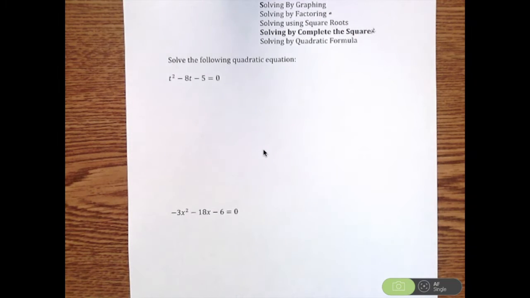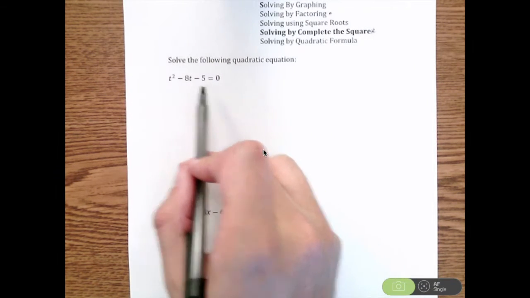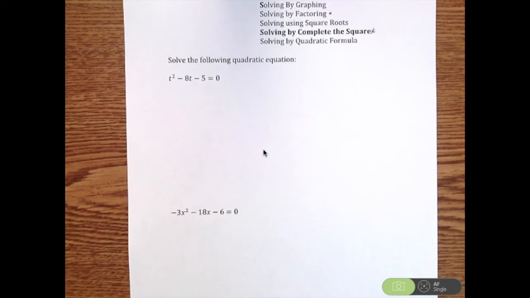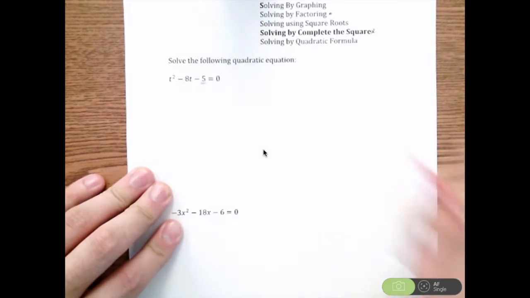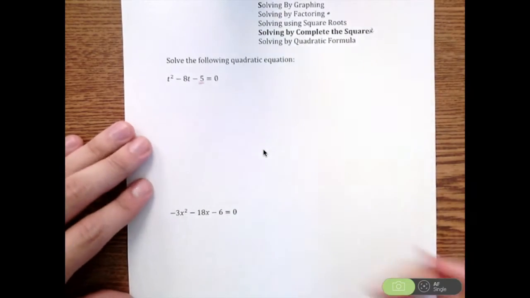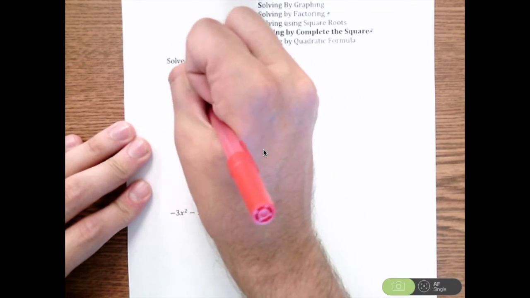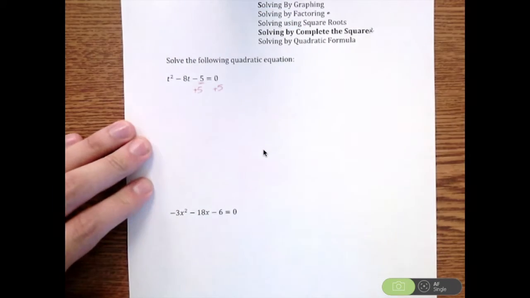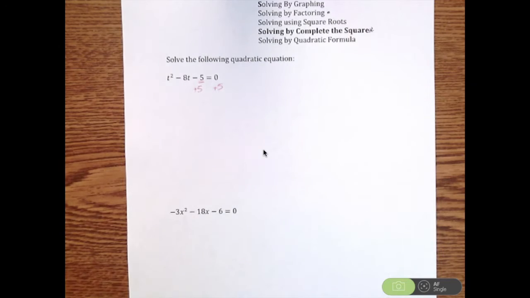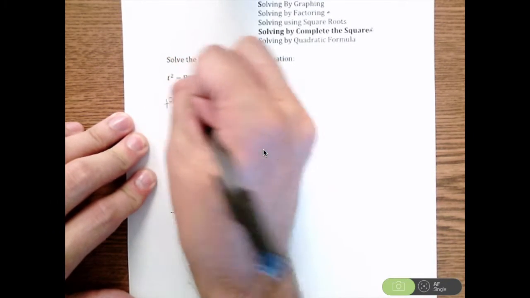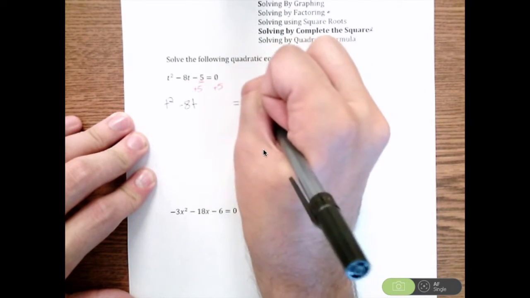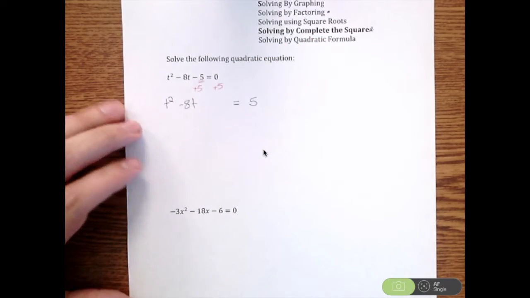left side. So the first thing we want to do is, even though it's equal to 0, and we've decided we're going to solve by completing the square, we actually want to move what is essentially our c, whatever doesn't have a variable attached to it, to the other side. So I'm going to add 5 to both sides. So what we're going to have here is t squared minus 8t, I'm going to leave myself a little bit of room, equals positive 5.